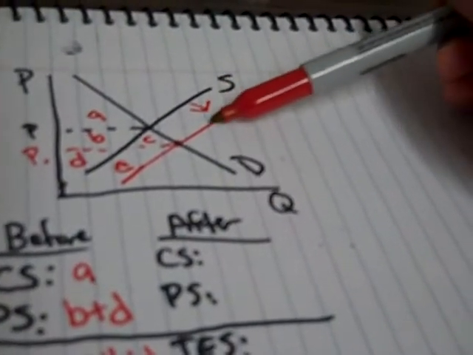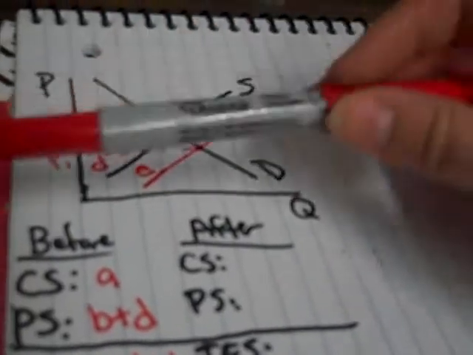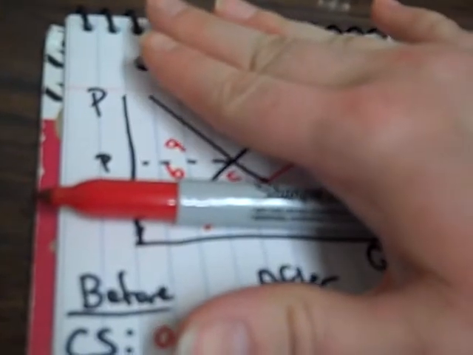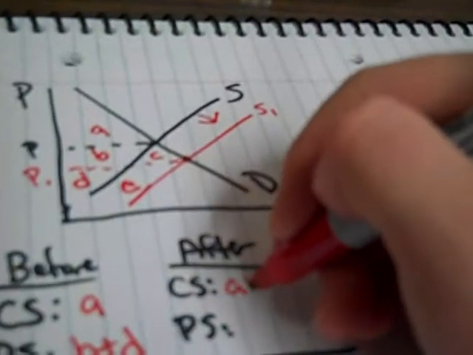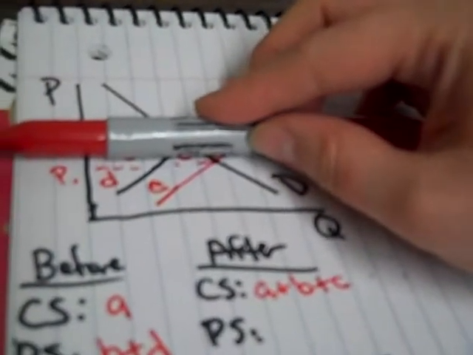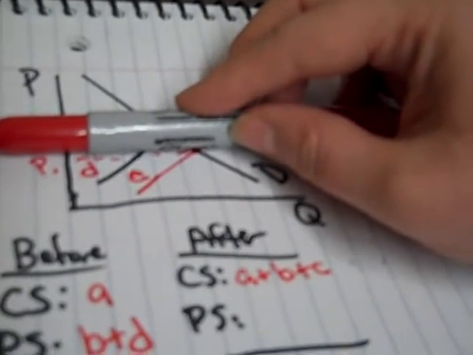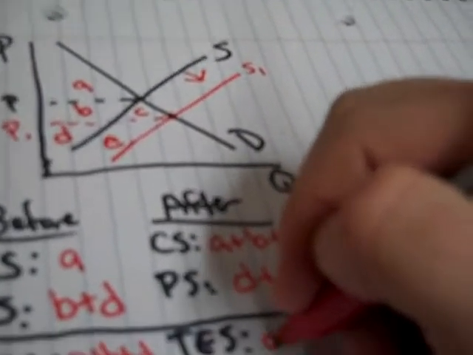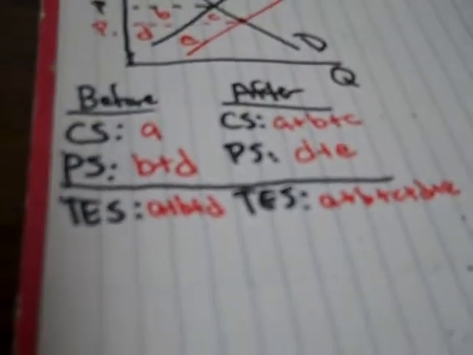And now after, we need to incorporate that we're using this new supply curve. So we have this new price line. To figure out consumer surplus, we're looking above the red price line and to the left of demand. So we see areas A, B, and C. And for producer surplus, we look below our red price line and to the left of supply. And we can see areas D and E. We add them all up to get our total economic surplus.